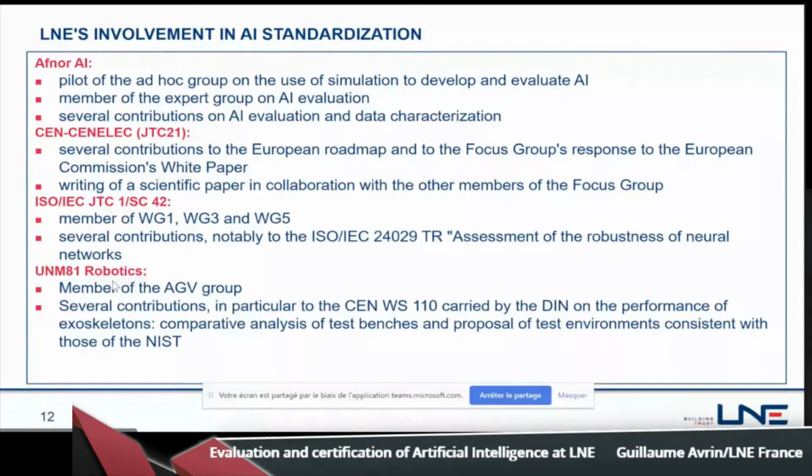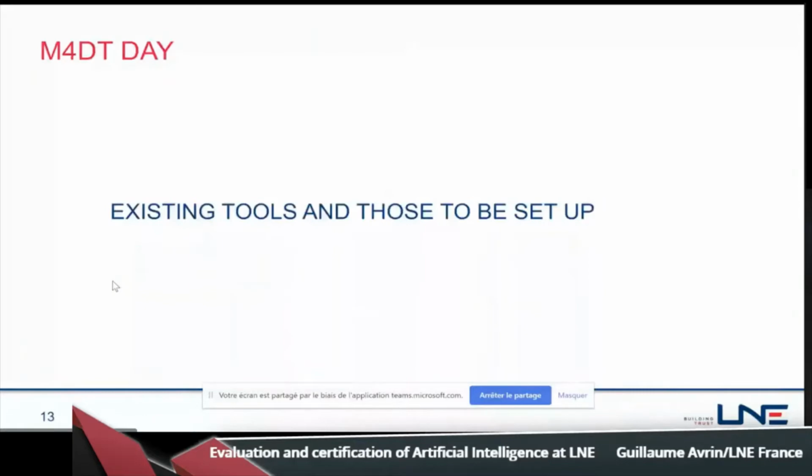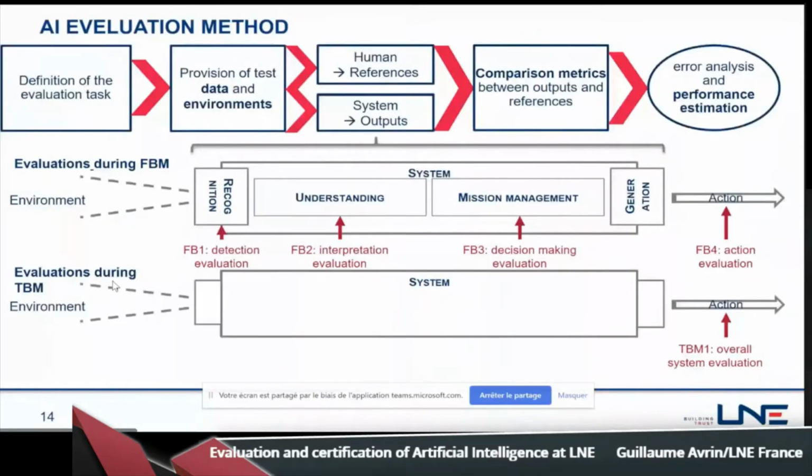And now let's talk about the existing tools and those to be set up for the evaluation of artificial intelligence. First, let's present the traditional, classical evaluation method for AI. Generally, what you need to do is, in the first line of the slide, the first thing to do is to define the evaluation task, to formalize it, and then once you have done that, you can develop the testing data set, the testing environment.